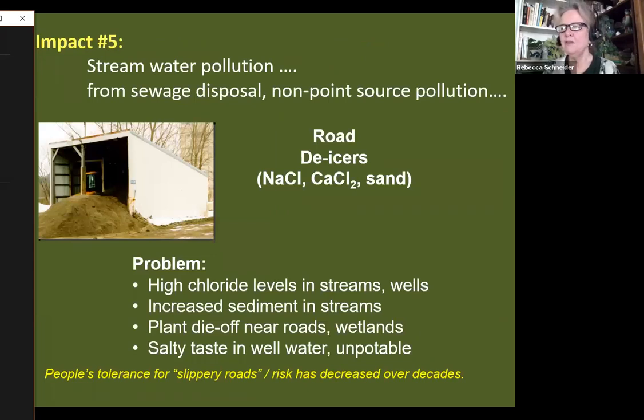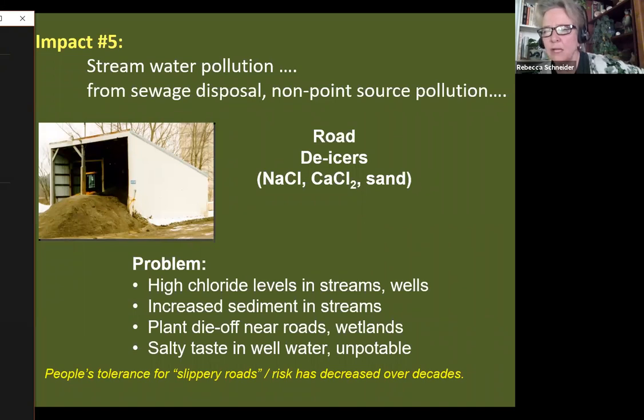Impact number 5 is stream water pollution. So there are all ways that streams get polluted. It can be from sewage, or non-point source pollution like sediment washing off the fields. I'm just going to focus on one to give you an example. Road de-icers, salts, are a big problem. They have contributed to high chloride levels in our streams, also in our wells.